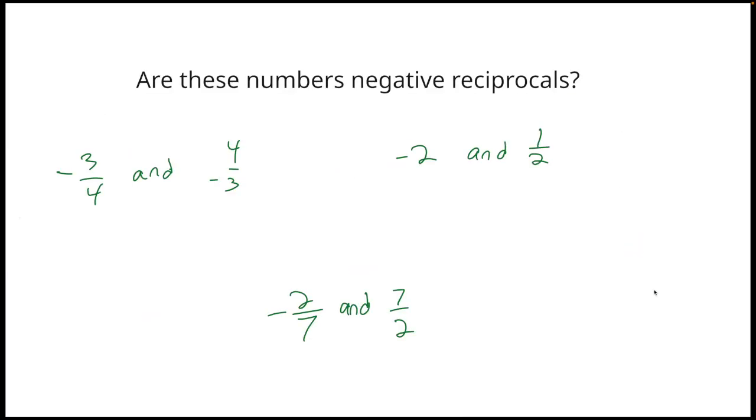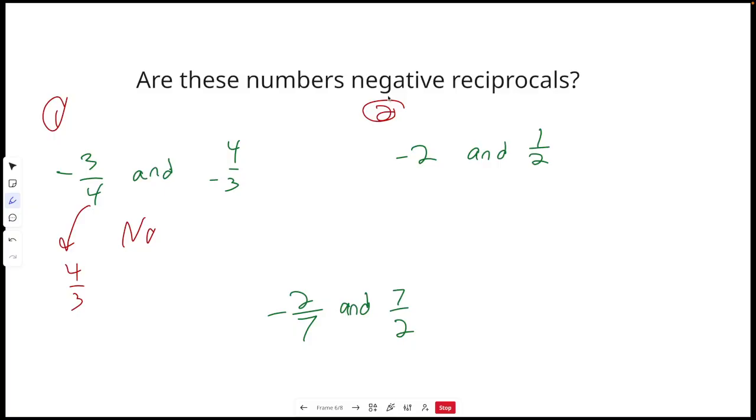Now, for the last types of problems you'll get, it's going to ask you, are these numbers negative reciprocals? So let's look at the first pair here. For number 1, negative 3/4 and 4 over negative 3. These are not negative reciprocals because if you were to start with this and I were to say, tell me the negative reciprocal, you would flip it and opposite it, right? So it would become positive 4 over 3. So these are not negative reciprocals.